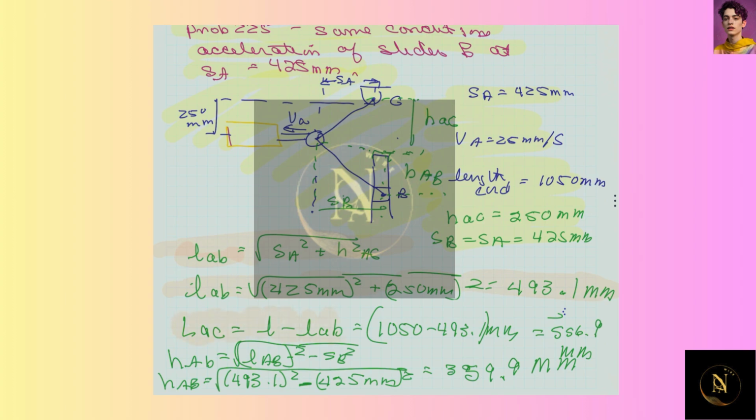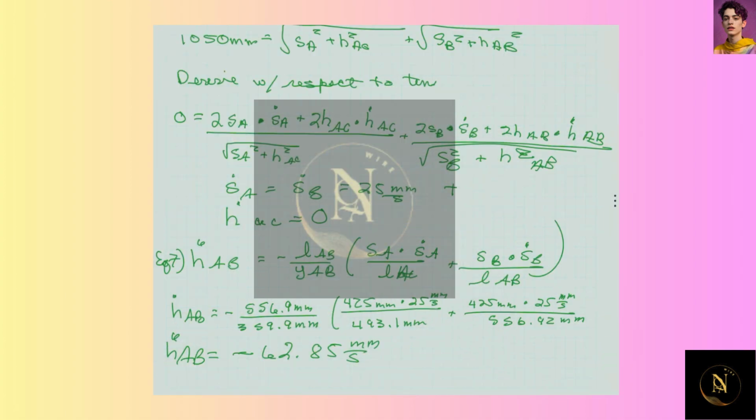Here's my length of AC and how to calculate that. And that's where some of these values are coming from. My HAB, how to find it, and what we've got. So those are my values that I'm using. And 1,000 millimeters equals the square root of the sum of the squares of SA and H_A squared, plus H_AC squared, SB squared, and H_AB squared.